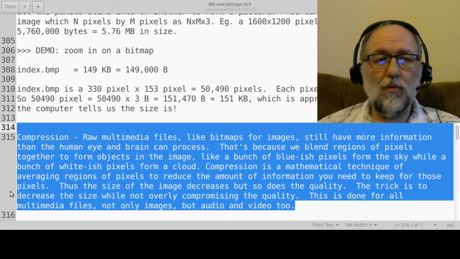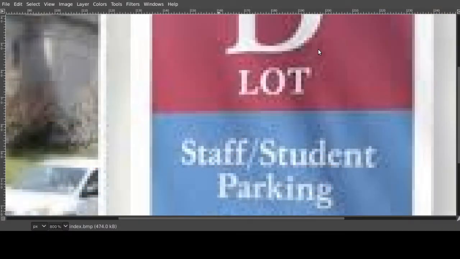And that's exactly what's happening in this picture. You choose an area of the picture and you say, rather than giving you the value of every single pixel, I'm going to give you the average in that area, and that should be good enough. That's basically this technique of compression.